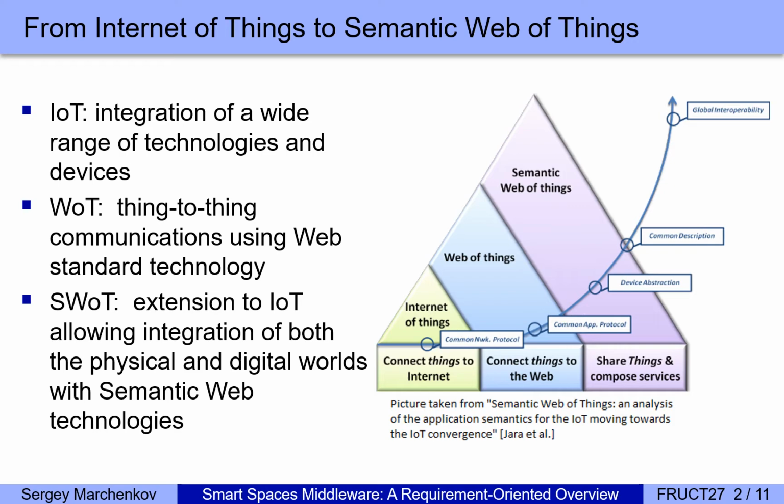The next step in the Internet of Things had been to connect things to the web, thereby conceiving the so-called Web of Things. These interactions are enabled through the definition of application programming interfaces over HTTP protocol based on web services following the RESTful architecture. Finally, Semantic Web of Things ensures the extension to the Internet of Things, allowing integration of both the physical and digital resources with the semantic web technologies.